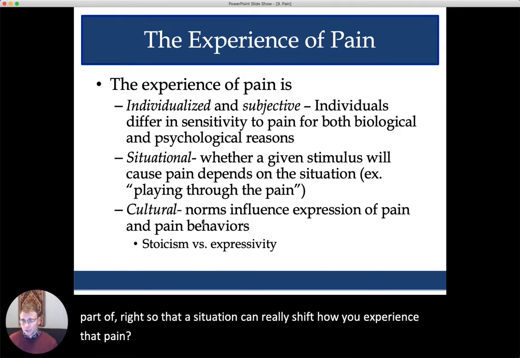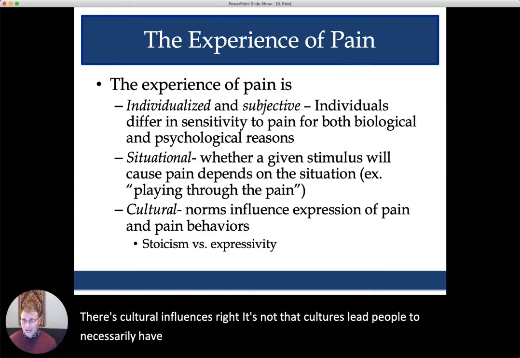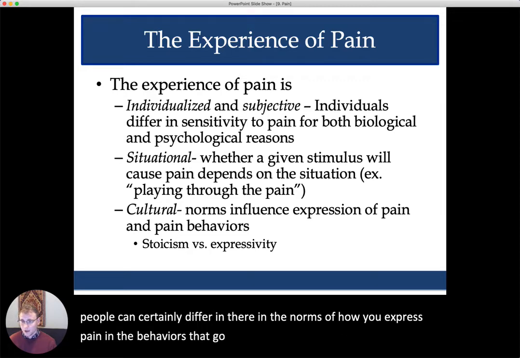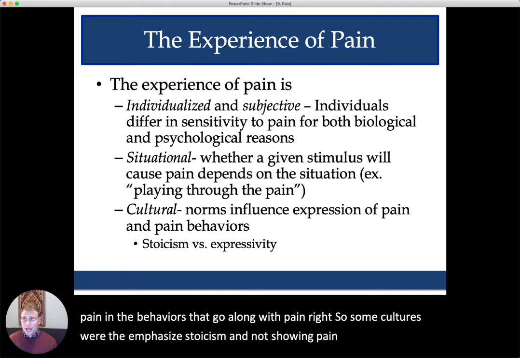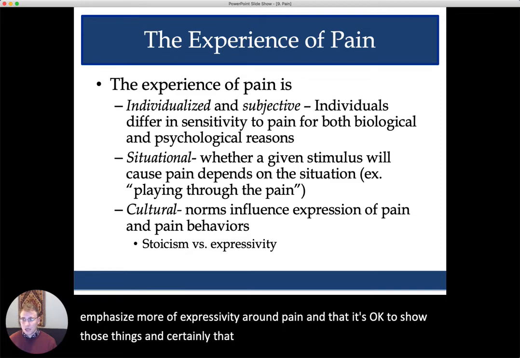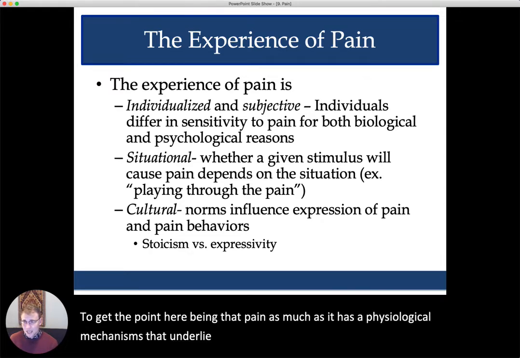There's cultural influence as well, right? It's not that cultures lead people to necessarily have differences in how their brain reacts to pain, but people can certainly differ in the norms of how you express pain and the behaviors that go along with pain, right? So some cultures really emphasize stoicism and not showing pain, and others emphasize more of an expressivity around pain and that it's okay to show those things. And certainly that also varies within cultures and by genders too, right? So again, the point here being that pain, as much as it has physiological mechanisms that underlie it, is influenced by these social and psychological factors as well.